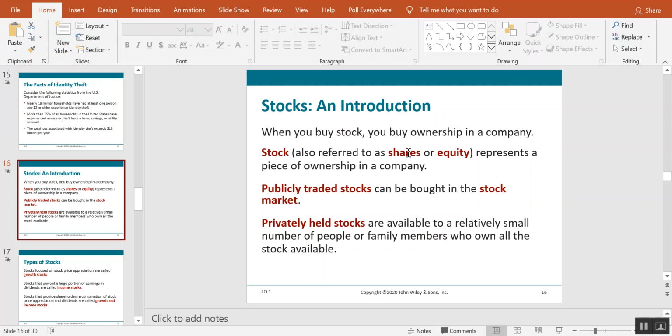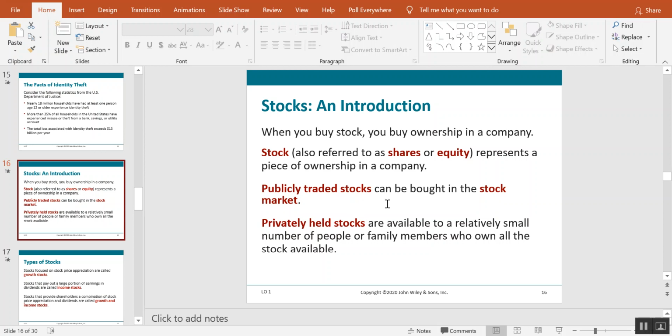They're sold in shares. So you have a certain number of shares that are available. You buy a share of stock, you have one share in that company. And usually companies who are larger have millions of shares issued and outstanding.